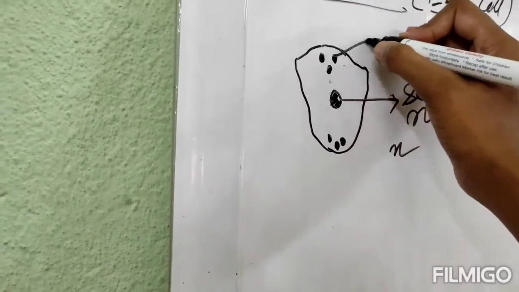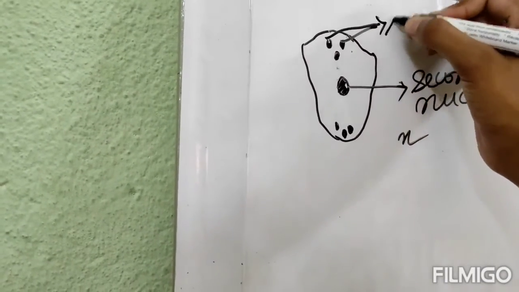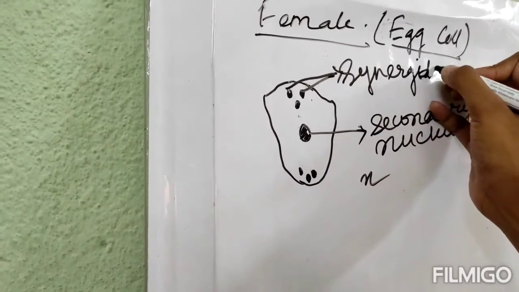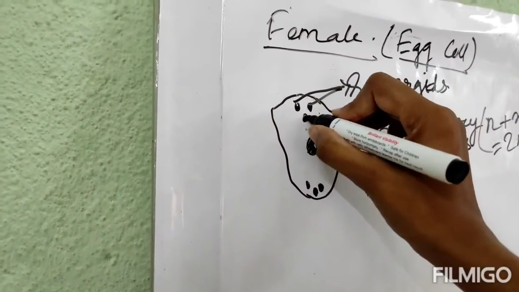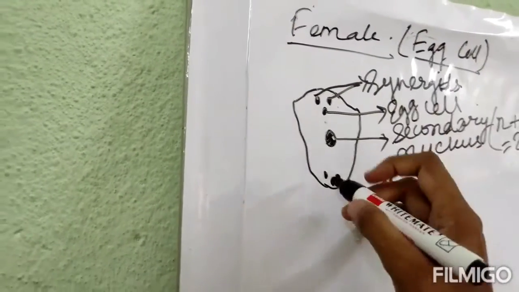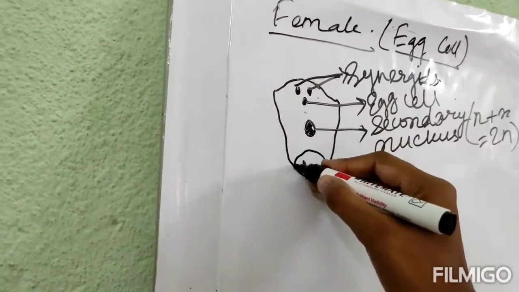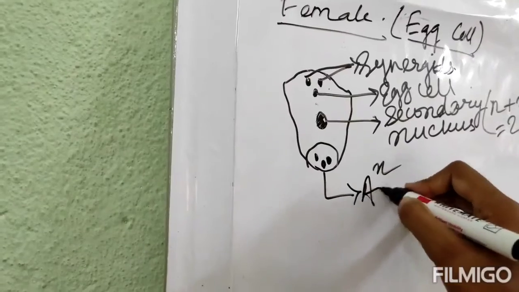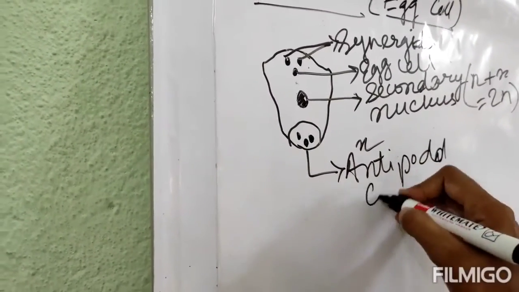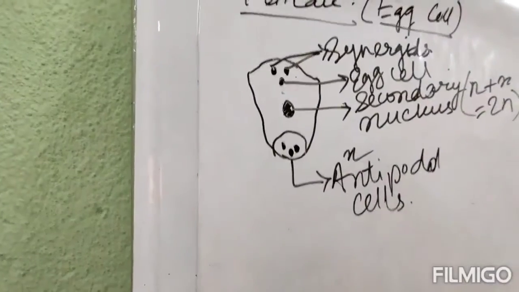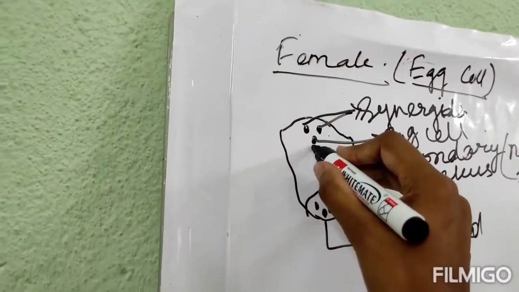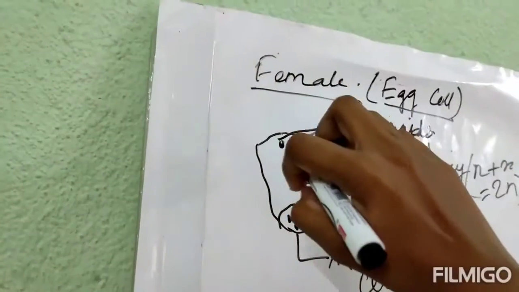These two are the synergids. And this one is the egg cell. That means the female cell. And these three cells are the antipodal cells. Got it? Now, this egg nucleus or the egg cell will be fertilized by the sperm.